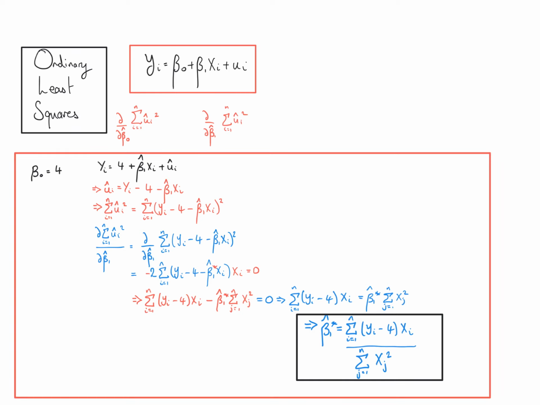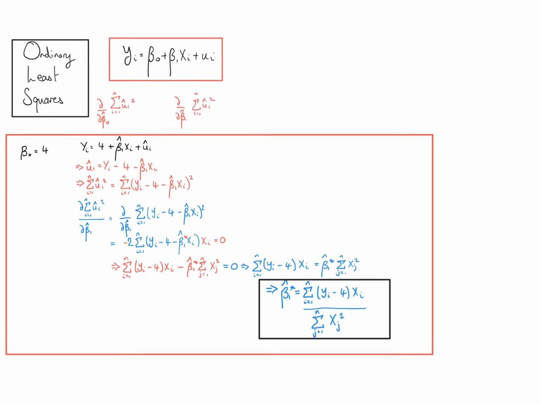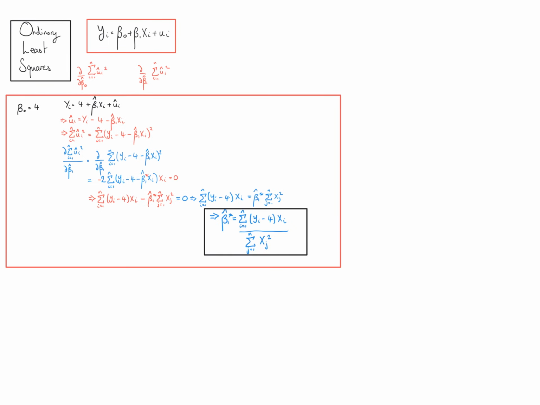Now, there is an easier way that we could have done this. In order to see the easier way, let's remember what we did when we estimated the relationship where we specified that the intercept was equal to 0. So if we estimated yi equals beta xi plus ui, the optimal estimator, beta star, was equal to the sum from i equals 1 to n of yi xi over the sum of the x squared.